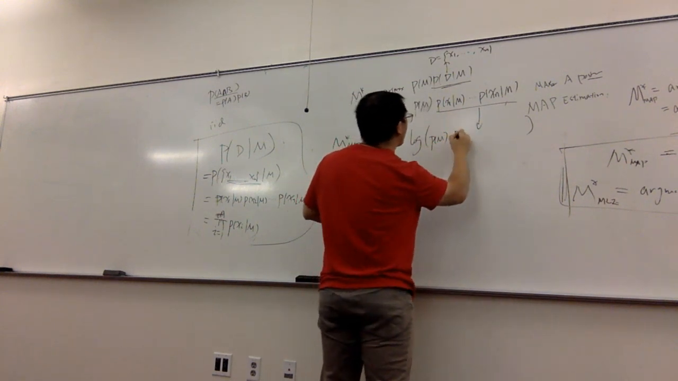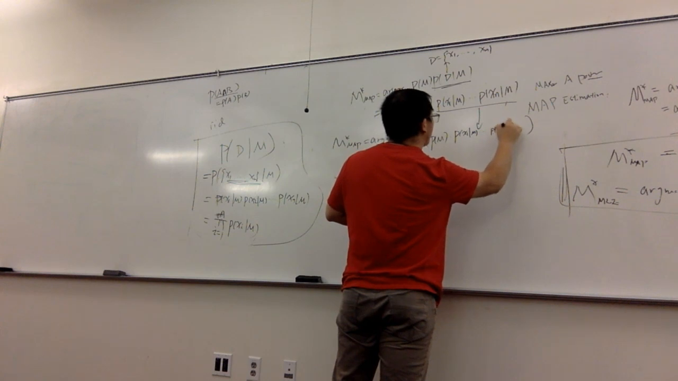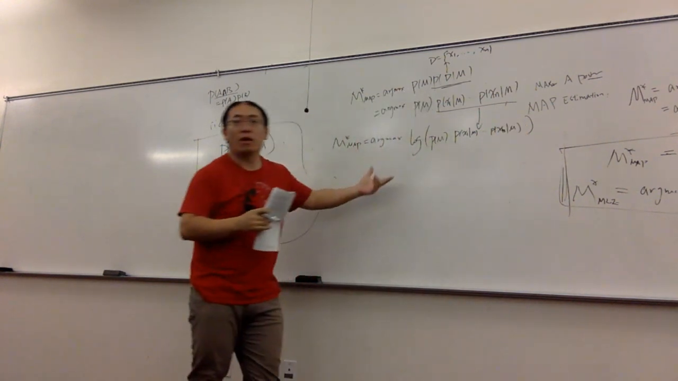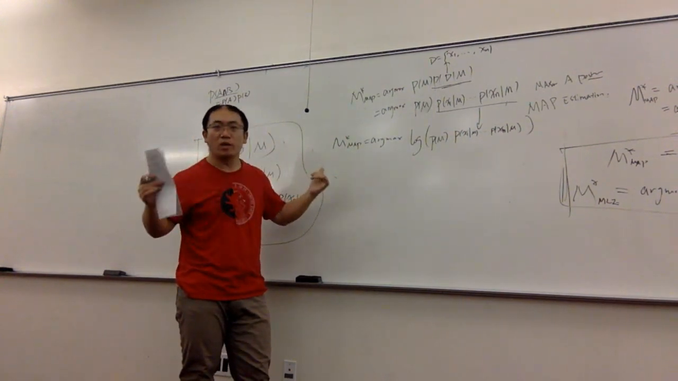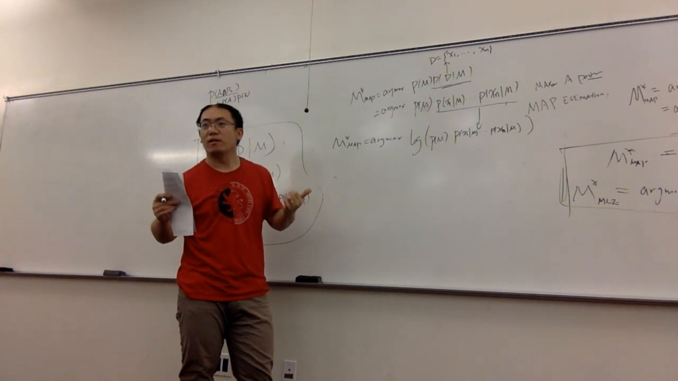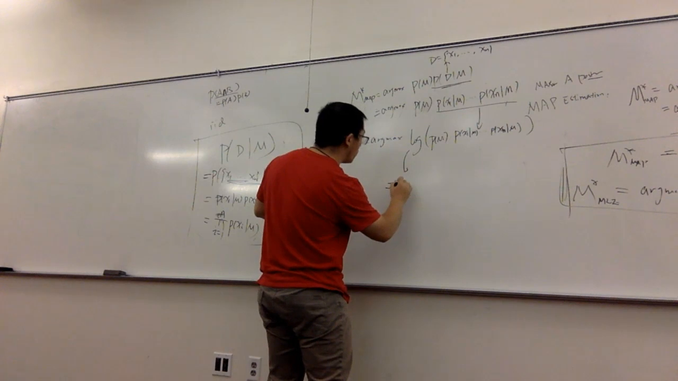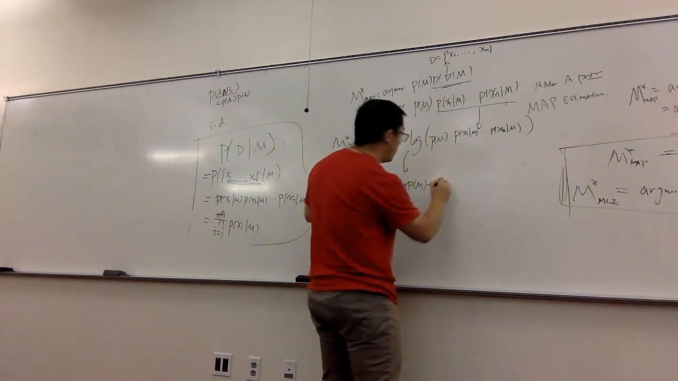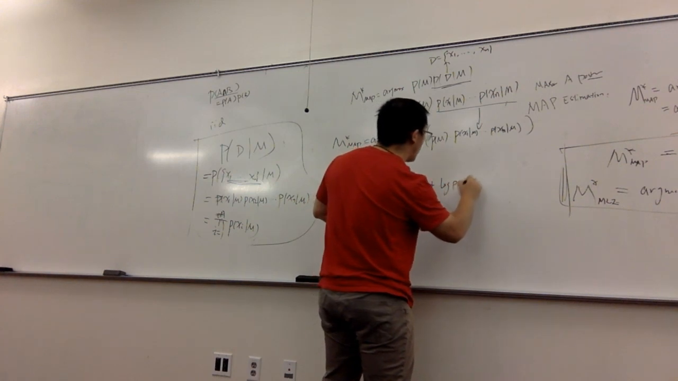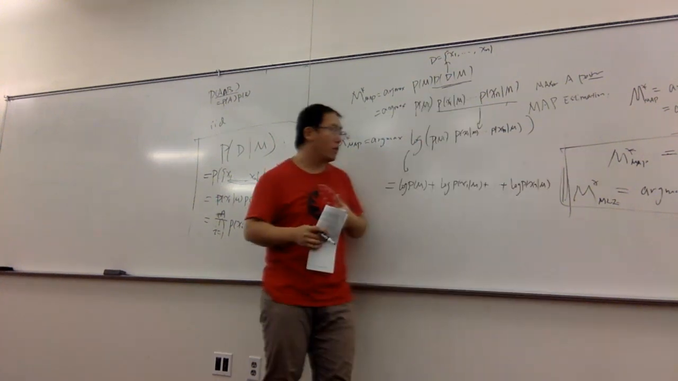Here I just copy this term, Qxn given m. And what's the benefit of taking the logarithm? Because the logarithm converts the production to a summation. So now it is totally equivalent to the logarithm of the prior plus this summation: the logarithm of px1 given m plus the logarithm of the next term, and so on.